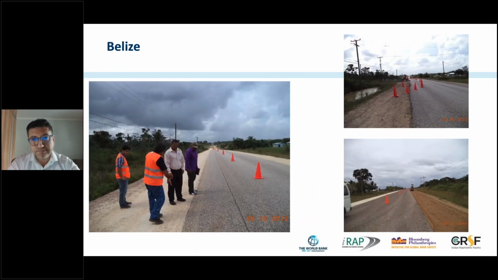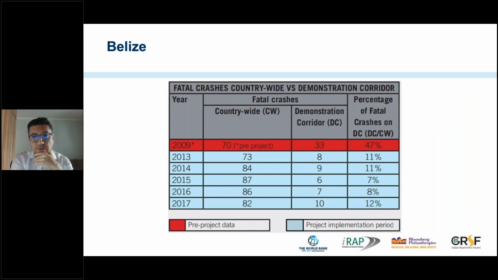Next one, Ale, please. Here you see the authorities improved the conditions of that particular road. Next one. And if you see the statistics here in the table, in 2009, on this demonstration corridor, there were 33, unfortunately, people dying, and that was 47% of the whole country. Four years later, in 2013, you can see that in the country, the fatalities were bigger than before.